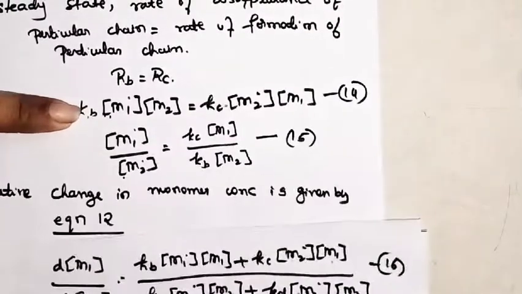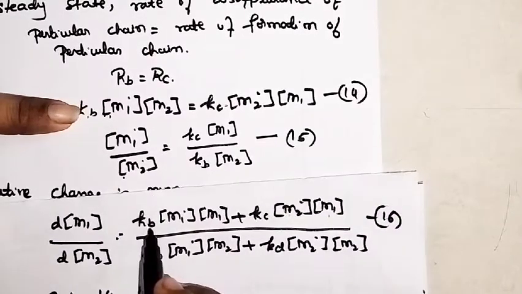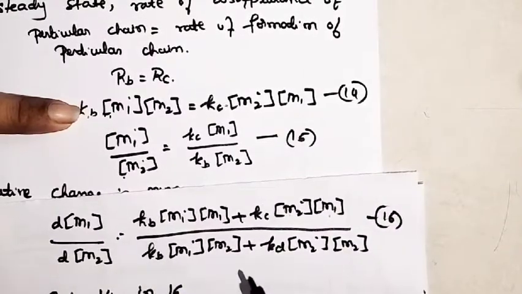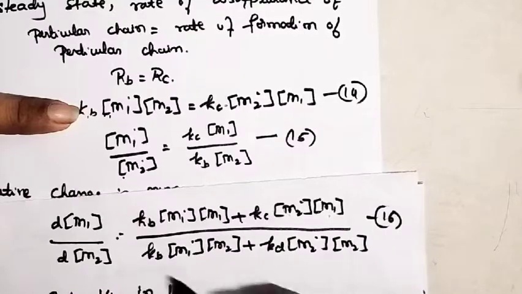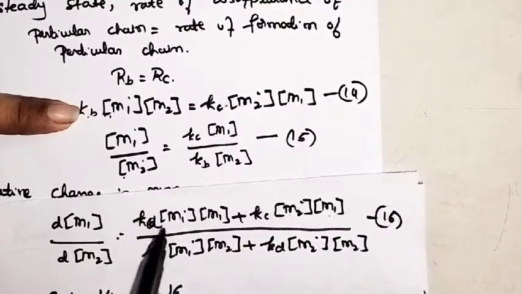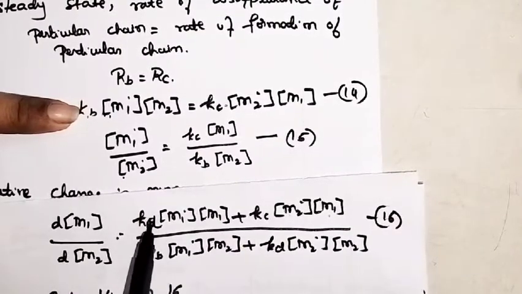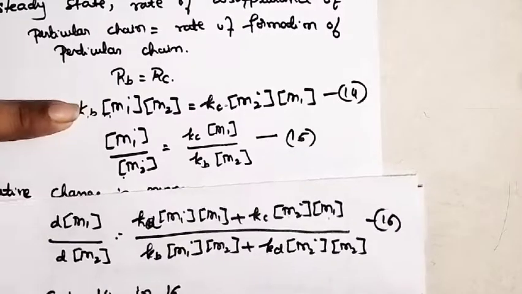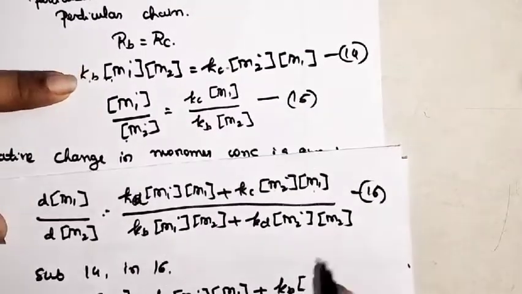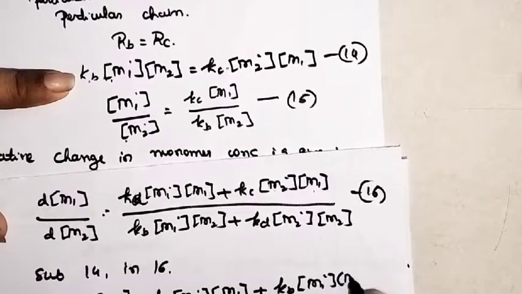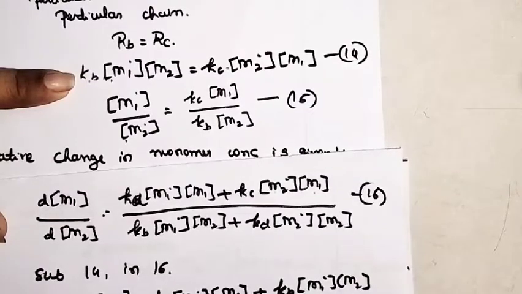I made a mistake, I guess. This is not Kb, correct, this is Ka. Okay, make a correction, it is Ka. So Kb into M1 free radical M2 divided by, so in this place what I am doing, I am substituting this from the equation number 14.